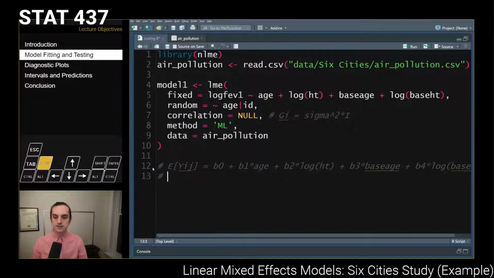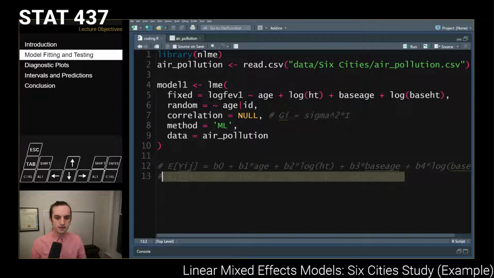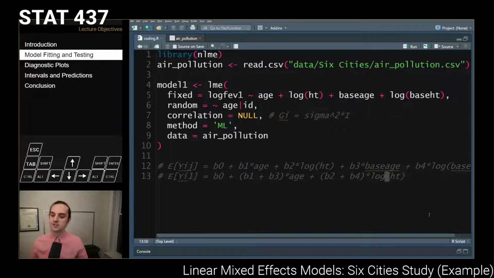And so for the cross-sectional effects, if you think about what the expected value of y_i1 is going to be, well, at y_i1, this baseline age and this age term are exactly the same. So we could say that this is going to be beta 0 plus, and then we could combine beta 1 plus beta 3 times the age, and then we can do the same thing for the log of height. So that's going to be beta 2 plus beta 4 times this log of height. Okay, so at time 1, because we know that this baseline age and this age are equal, we can get these estimated values a little bit more in a closed form here.